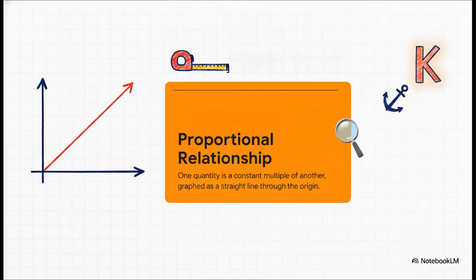Put simply, it just means one quantity is a constant multiple of another. We usually write it as the equation y equals kx. Visually, if you graph it, it's a perfectly straight line passing directly through the origin. And that k in the equation, that is your unit rate. It acts as the constant of proportionality, and honestly, it's the anchor for literally everything that follows.